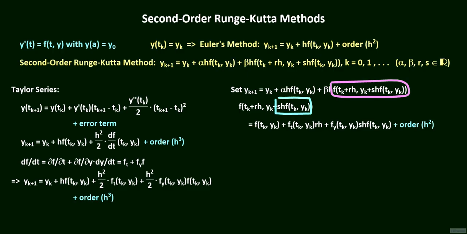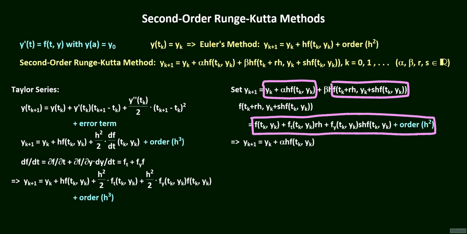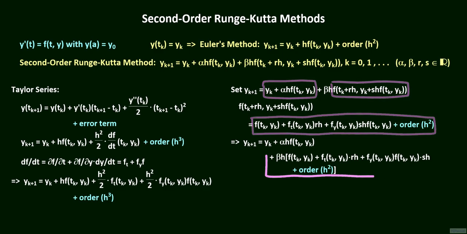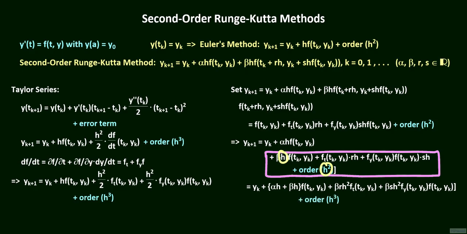The first two terms in the recursion for y sub k plus 1 are y sub k and alpha times h times f of t sub k, y sub k. We replace this part with its Taylor series equivalent. We get this equation for y sub k plus 1. We multiply this out and rearrange the terms on the right side of the recursion to get this expression for y sub k plus 1. The error is of order h times h squared, or h cubed.